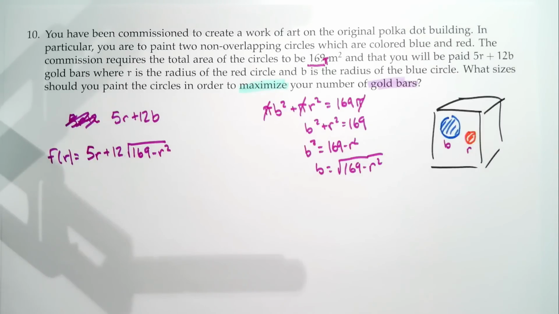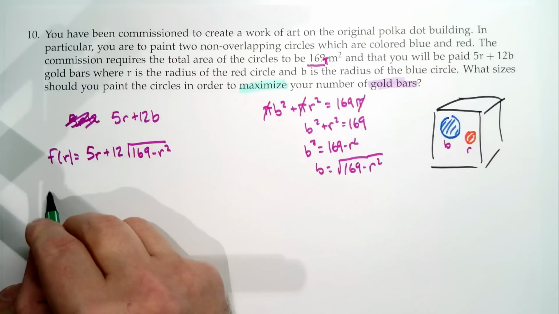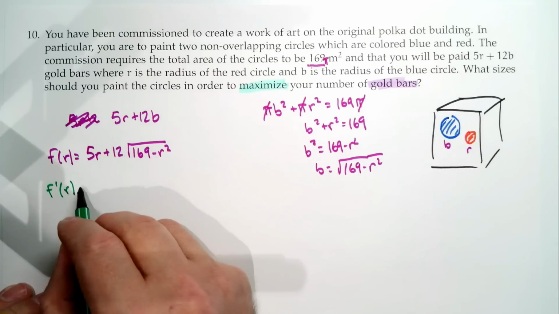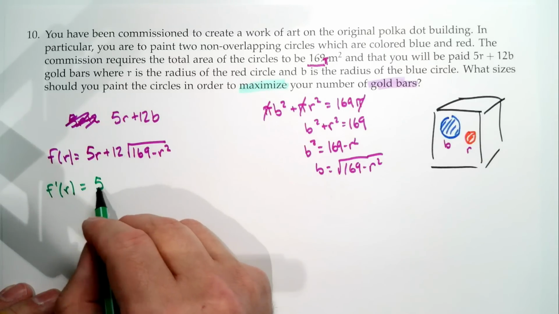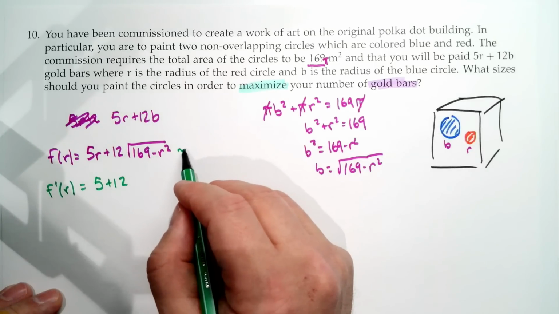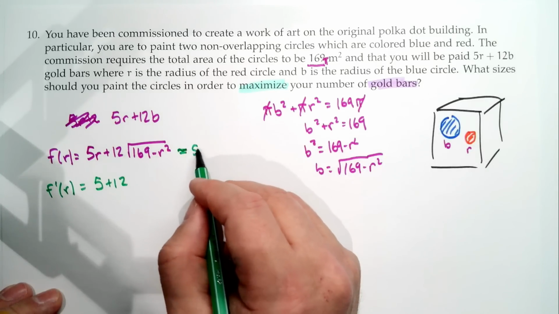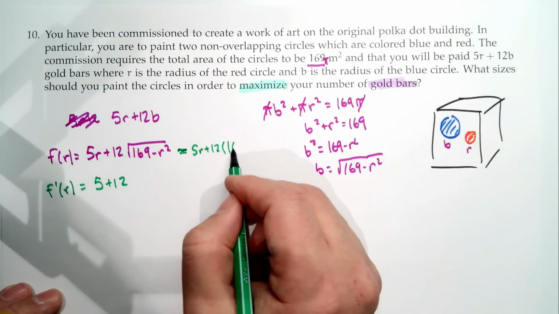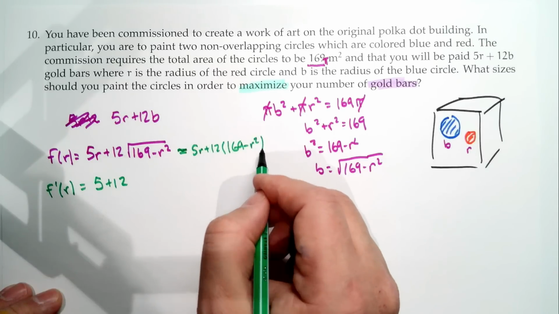So the way we look for critical points is we take a derivative. So we look at f prime of r. So that's going to be 5 plus 12. Now here, it might be useful to rewrite this function. This is 5r plus 12 times (169 minus r squared) to the 1/2.